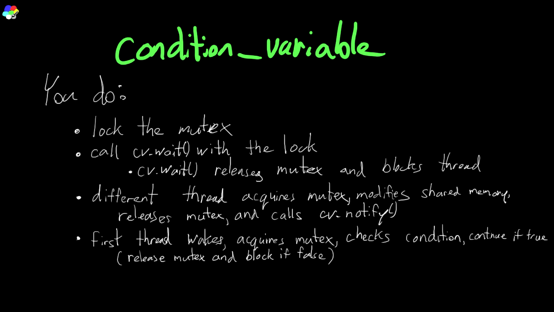Okay, so the first thing you need to do, like I said, you need a mutex, and you need a lock. First thing you do, you lock the mutex. Once you have your locked mutex, you're going to call a function on the condition variable called wait, and you're going to pass it the lock. And when you pass the lock, which is locking the mutex, wait is going to release that mutex, and it's going to block your thread.